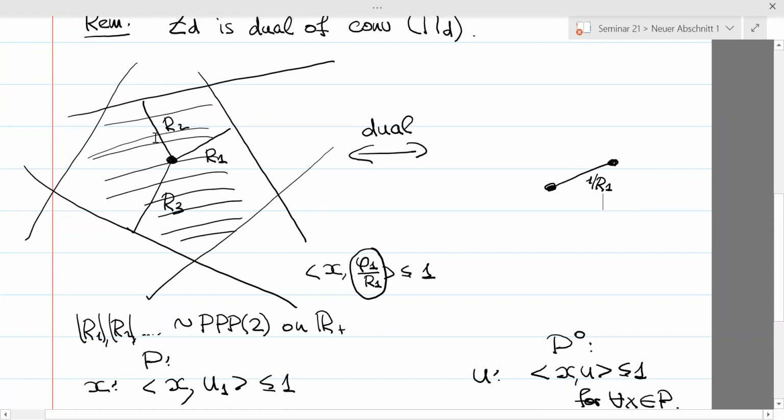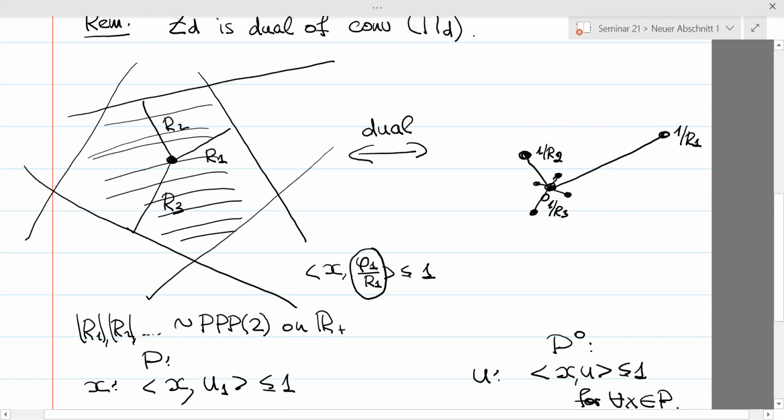Now, if I take R2, which is bigger, then 1 over R2 is smaller, right? So maybe let me make 1 over R1 larger. This is 1 over R1, the distance. This is the origin. Then I can take R2, which has this direction, and this is 1 over R2. Then I take R3, 1 over R3, and so on. Since R1, R2, and so on increase, in the dual construction these distances decrease.